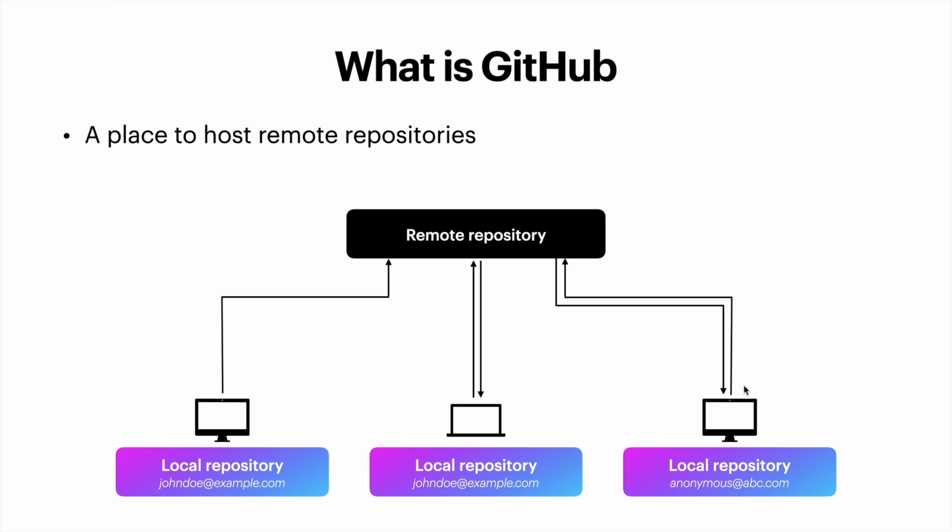Now, Git is a version control system. It is used to manage versions or history of your projects. It helps you create a timeline and manage your file changes over a period of time.